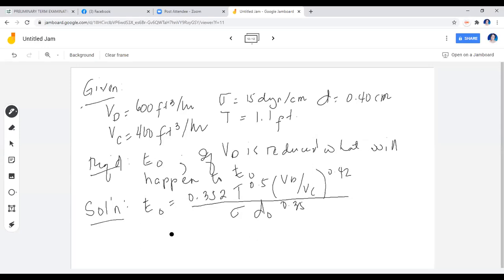If we just simply substitute everything, actually it's just substitution. So you have 0.352. The tray spacing, based on what is to be used in the formula, is in feet. Ours is in feet already, so we can simply place this as 1.1 raised to 0.5. Now, if you notice, your flow rates are volumetric flow rates. If you're going to convert volumetric flow rates to linear velocity, that would simply be the area. Since we're referring to the same column, there's no need to do the conversion, because what you do with the first, you also do with the second. So you'll simply use the raw values of the volumetric flow rates. Your VD is 600. We divide that by 400 and raise that to 0.42.